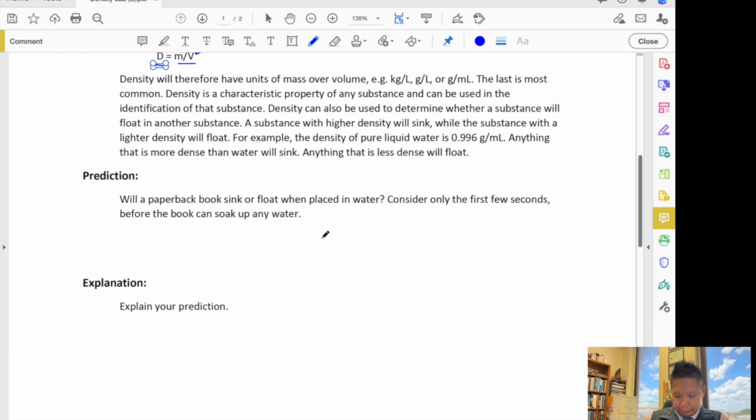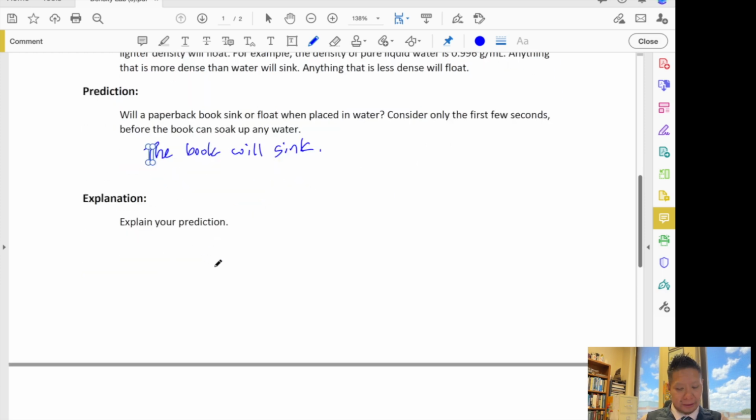Okay, I'm going to put a prediction and I'll say the book will sink. Now, I'm not saying that I'm right about that, but that's just a prediction that you can put. You can put the book will float. And in the next step, you should write down, why do you think this?